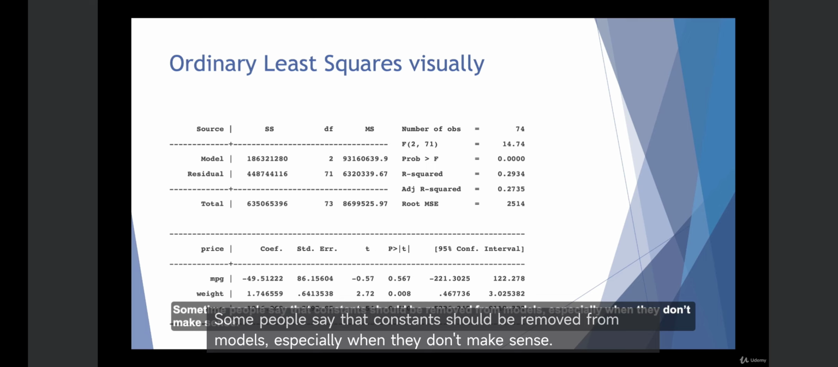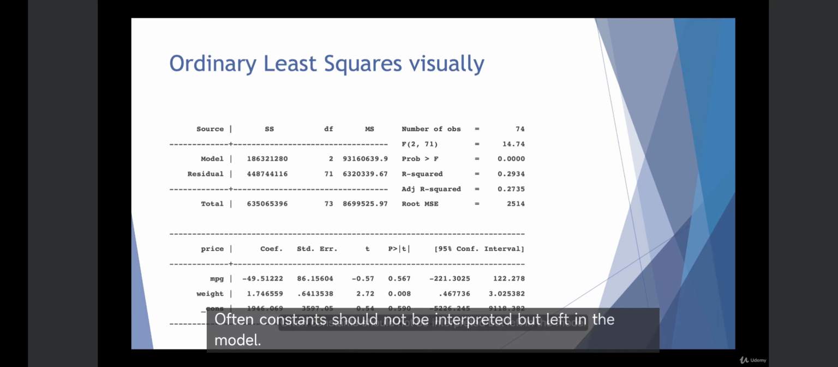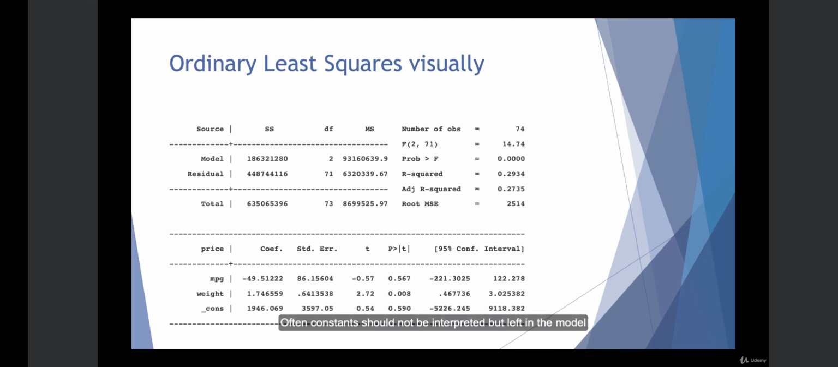Some people say that constants should be removed from models, especially when they don't make sense. I think that is wrong. You just need to take care when interpreting constants. Often, constants should not be interpreted but left in the model.